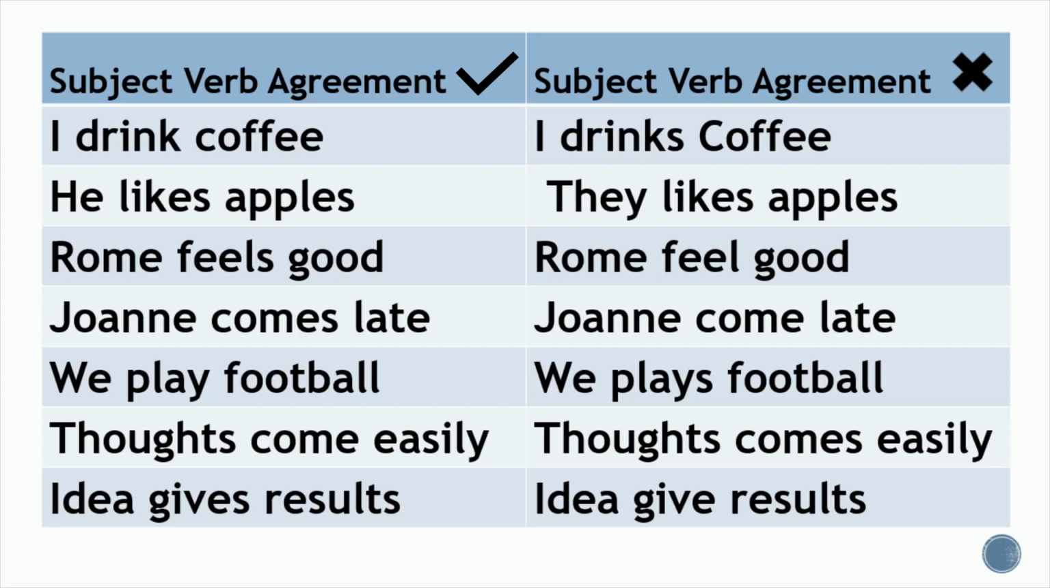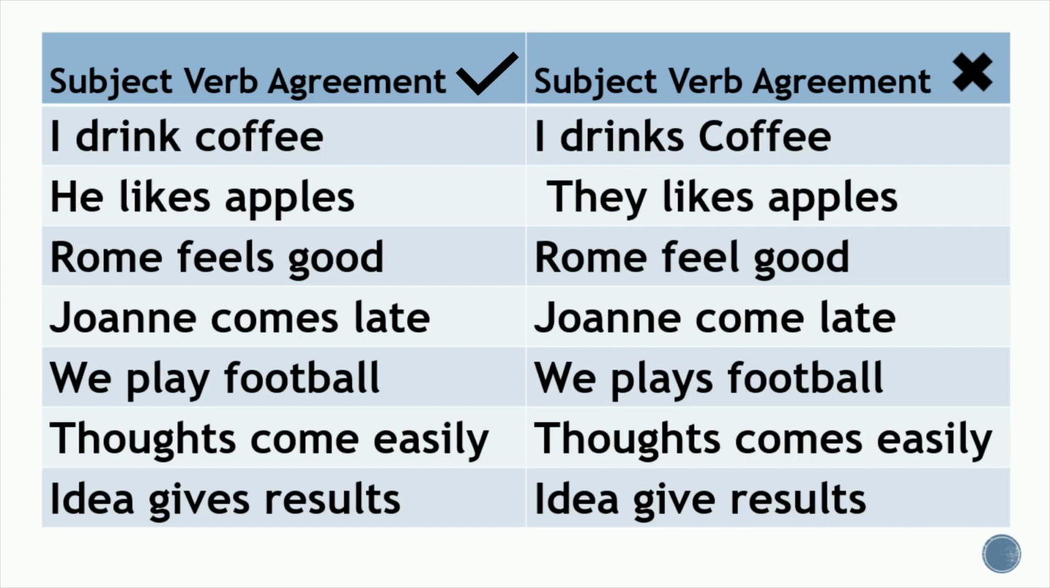Next, Rome feels good. Rome, one city. A third person singular subject must take the structure verb plus s. So the subject Rome and the verb feels agree with each other, and the sentence Rome feels good is a right sentence. The same sentence in column 2 reads, Rome feel good. Third person singular subject Rome has to take the structure verb plus s. So the subject Rome and the verb feel in this sentence do not agree with each other. That's why the sentence Rome feel good is a wrong sentence.